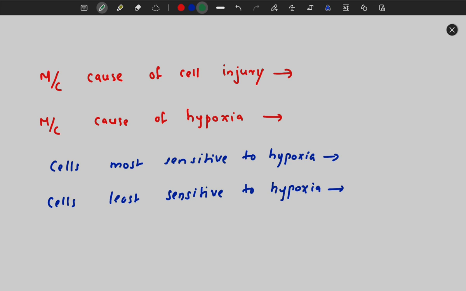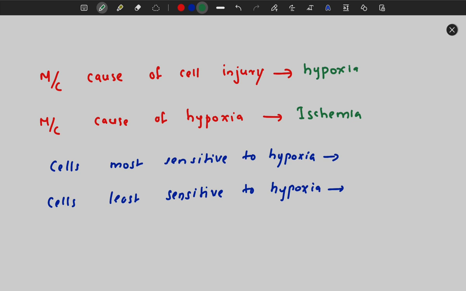Now, coming to certain facts: which is the most common cause of cell injury? When the cell is in hypoxia, that is the most common cause of cell injury. And what is the most common cause of this hypoxia? Reduced blood perfusion, that is ischemia. This is the most common cause of hypoxia, when the tissues are undergoing hypoxia.